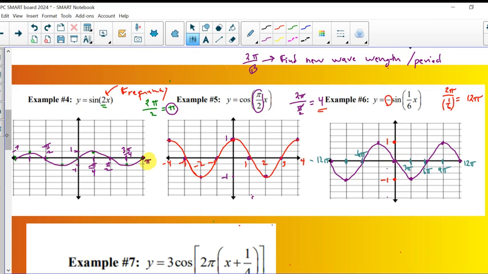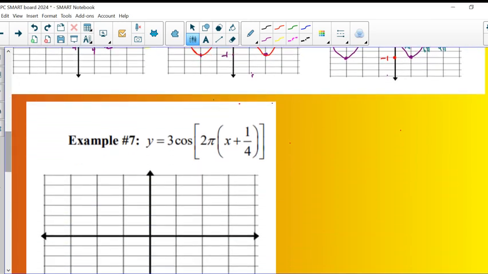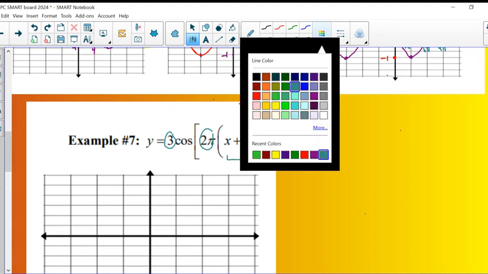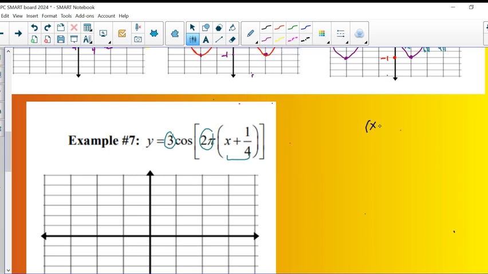Okay, so let's look at what happens if we have lots of things going on. We already know the 3 affects the amplitude. We know 2 pi is going to affect the period. So this x plus 1/4, it's sort of like when you're graphing quadratics. If you had x minus 4 squared plus 3, and I asked you to graph that, you would say, I would move this to the right 4, and up 3, and there's where the vertex would go, and I draw my parabola.